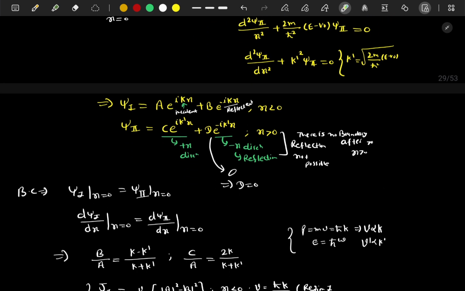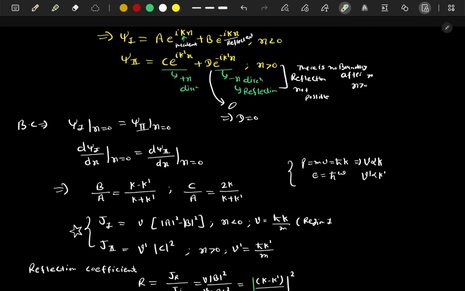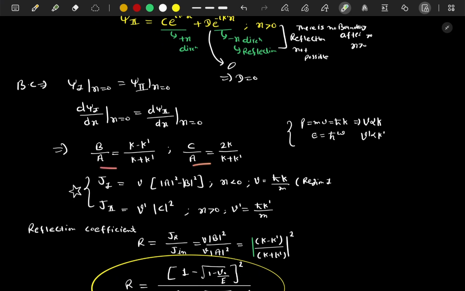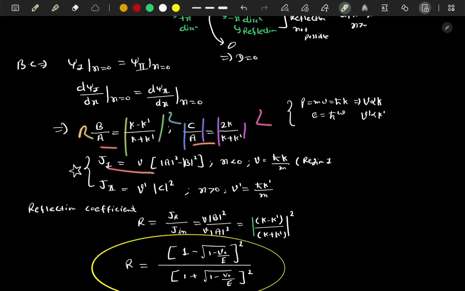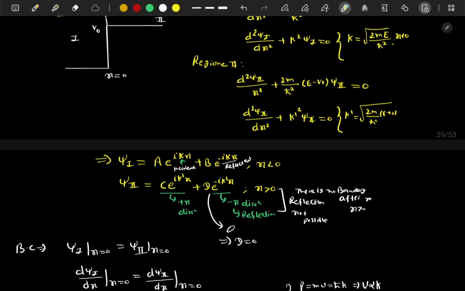There is no boundary after x greater than 0, so reflection is not possible after this part. So d will be 0 for the E greater than V0 case. Now when we apply the boundary condition, similarly we have two things, B by A and C by A. This is R and this is T. So the current density J will be, for first, v(a square minus b square), and for second equal to v' c square, and the reflection coefficient is (k minus k') square by (k plus k') square. What was here?